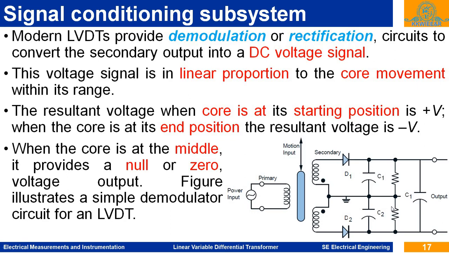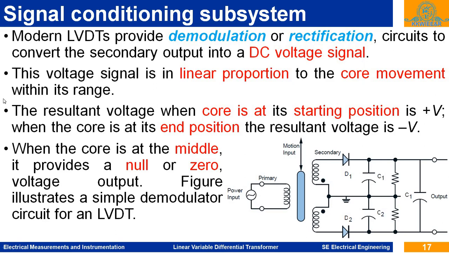reduce or condition in such a way that the output of this LVDT fulfills the requirement of this microprocessor or these controlling devices. So that is called signal conditioning. Modern LVDTs provide demodulation or rectification circuits to convert the secondary output into DC voltage. So the output of this secondary coil is AC, and that AC is converted into a DC signal voltage.